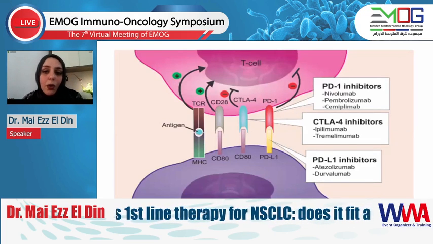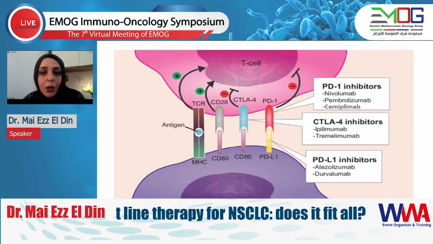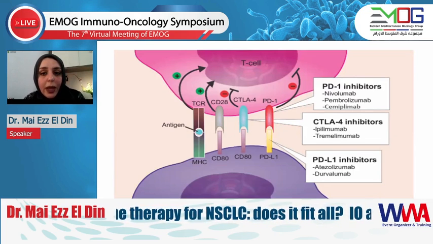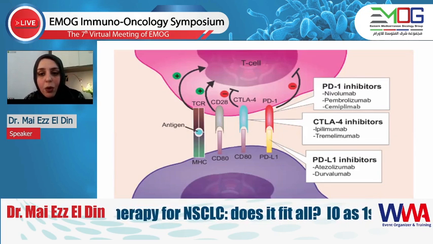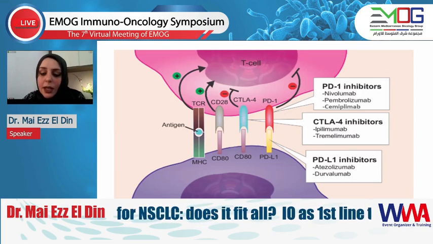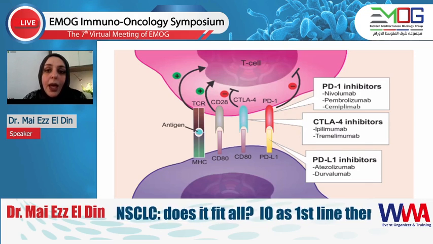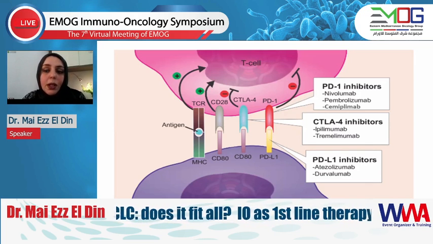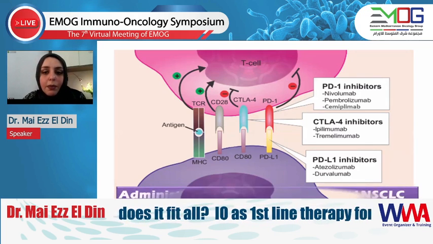These are the agents that I will be discussing with lung cancer: PD-1 inhibitors nivolumab, pembrolizumab, and cemiplimab, CTLA-4 inhibitors ipilimumab and tremelimumab, and PD-L1 inhibitors atezolizumab and durvalumab. And there are so many more, still ongoing in the pipeline.